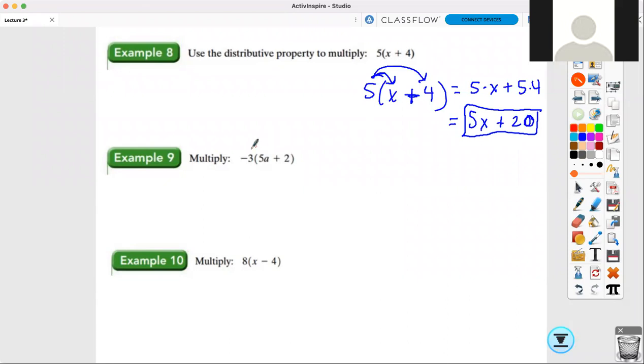So what that is, we're going to draw, how many terms, guys, do y'all see inside the parentheses of example 9? 2. So we're going to draw 2 arrows to show us that we're going to multiply that -3 to the 5a and to the 2. So let's go ahead and write equals. Would it be negative 15a or plus -6? Good. One second, I'm showing you what the step looks like. You are correct. It is -15a plus -3 times 2 is -6.